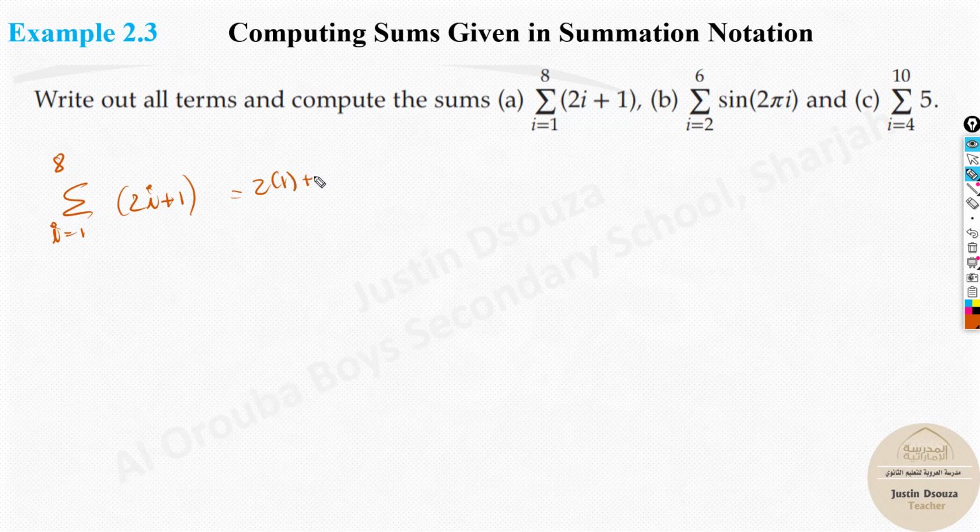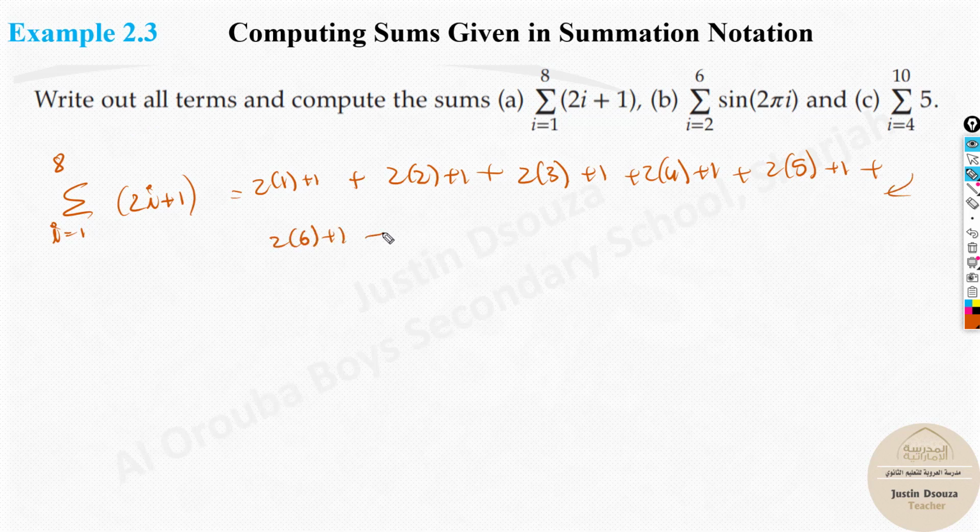2 times 1 plus 1. Add this term with the second. i becomes 2 now, so it will be 2 times 2 plus 1. And then again it will be 2 times 3 plus 1, 2 times 4 plus 1, 2 times 5 plus 1. When do I stop this? Because they have told us to write out all the terms, I'm just writing it down. 2 times 6 plus 1.